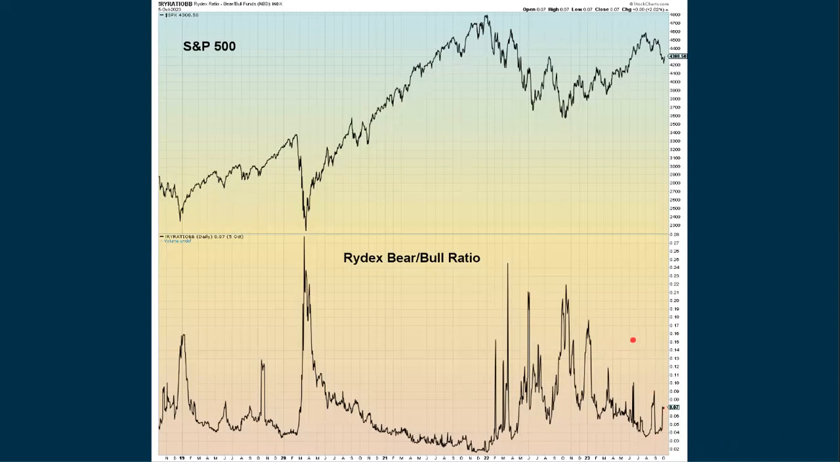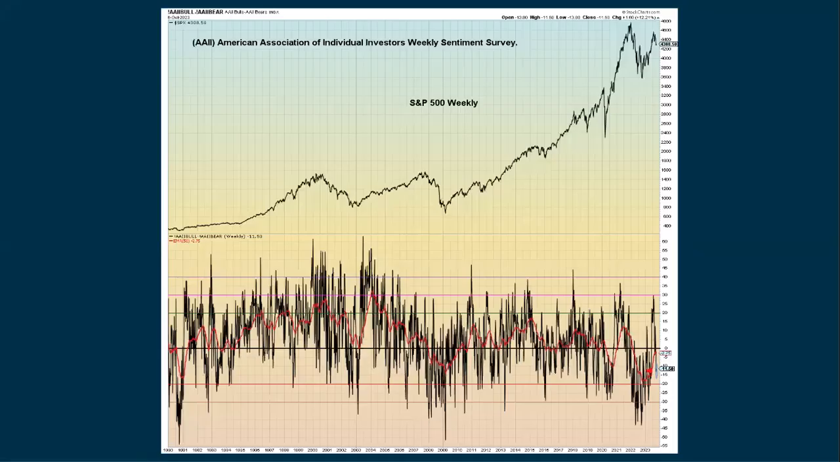Now, one thing to keep in mind, this is as of Thursday's close. It doesn't take Friday's advance into this particular calculation. There's a one-day lag on this chart.